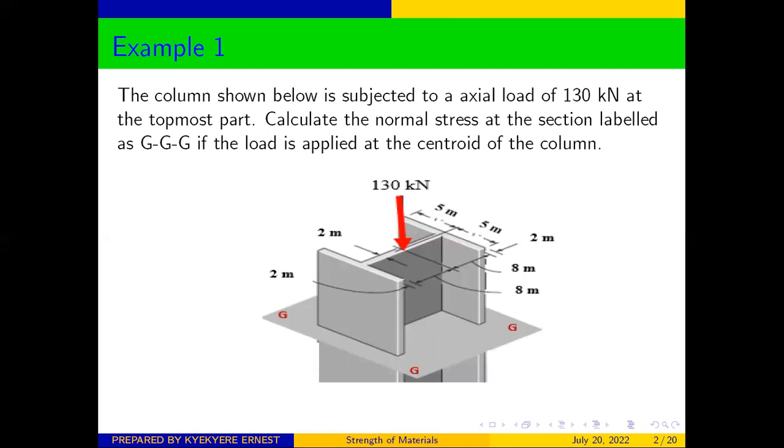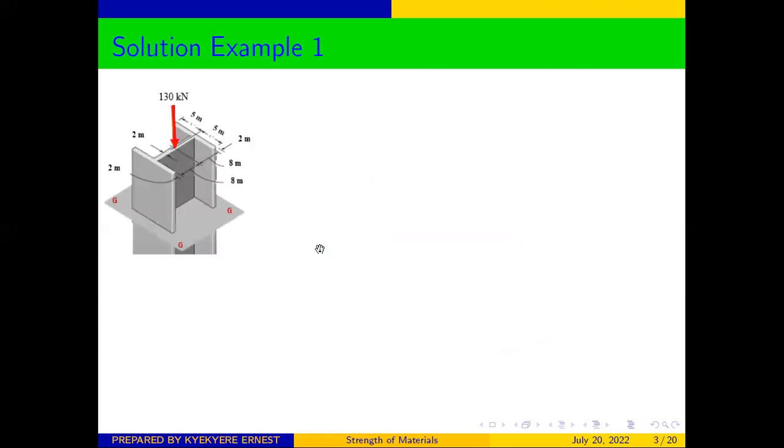Example 1. The column shown below is subjected to an axial load of 130 kilonewtons at the topmost part. Calculate the normal stress at the section labeled GG if the load is applied at the centroid of the column. And we have this diagram on the screen. So let's look at how to deal with this kind of problem.